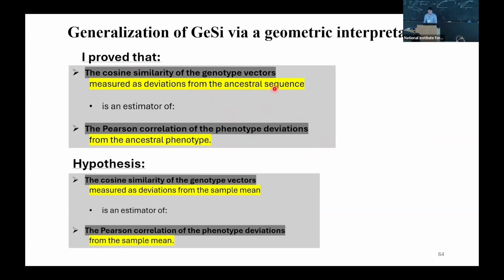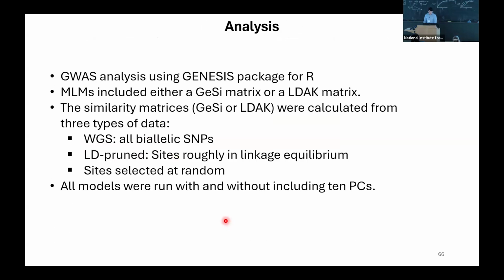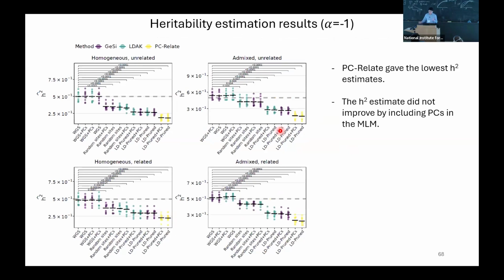But basically, if the cosine similarity of the genotype vectors measured as deviations from the ancestral sequence is an estimator of the Pearson correlation of the phenotype deviation from the ancestral phenotype, then we can shift the reference to the sample mean in both the cosine similarity and the Pearson correlation. And sorry, you will have to wait for the paper. So basically, it works well.